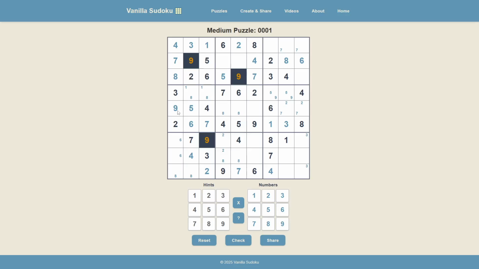Okay, we have this 9, got our 9 pairs here, this box has its 9, this box has its 9, and it looks like 9 can only be placed there or there. And I don't see anything up here to influence either one of those.